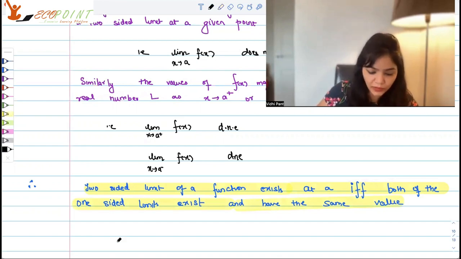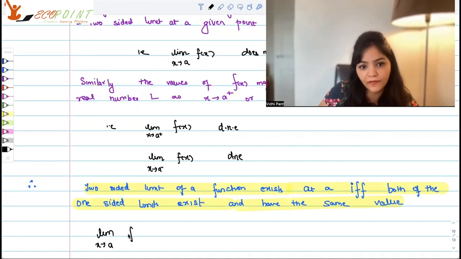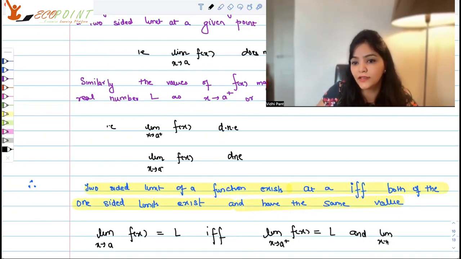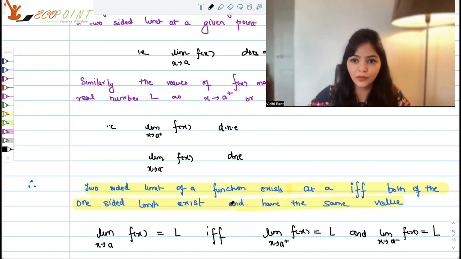What are we talking about? We're talking about limit as x tends to A of f(x) is equal to L if and only if limit as x tends to A plus of f(x) is equal to L and limit as x tends to A minus of f(x) is also equal to L. That's the only scenario when the limit would exist.